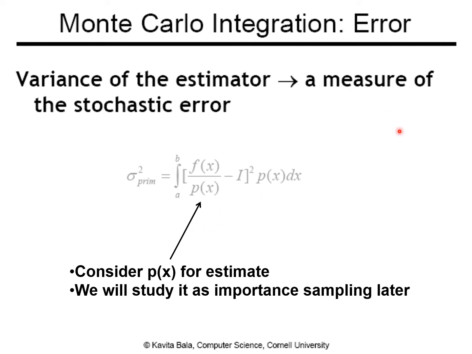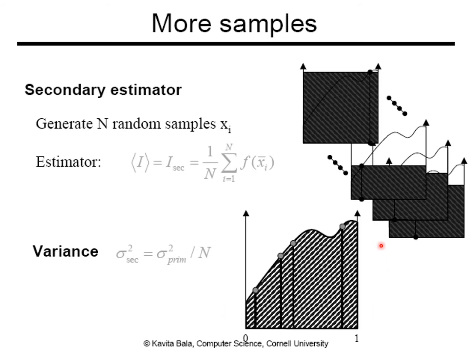There could be many ways of reducing this variance. As an example of reducing the variance, we will briefly talk about importance sampling later on. Then I will talk about the secondary estimator, which simply uses the primary estimator multiple times. This is the typical estimator that we use for evaluating random equations.